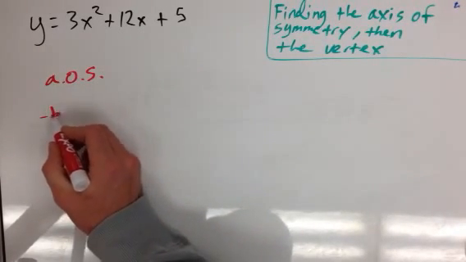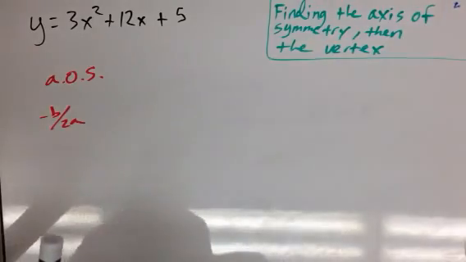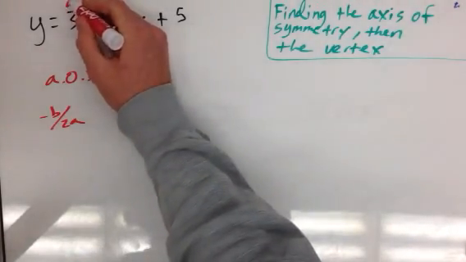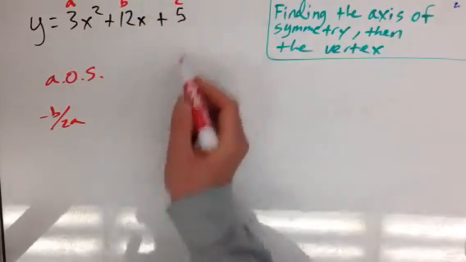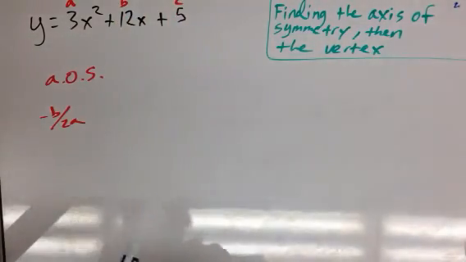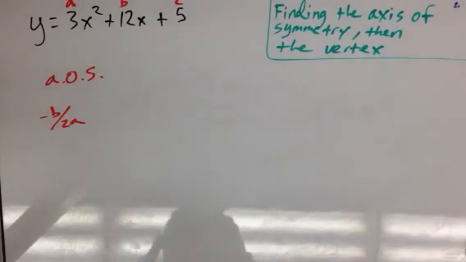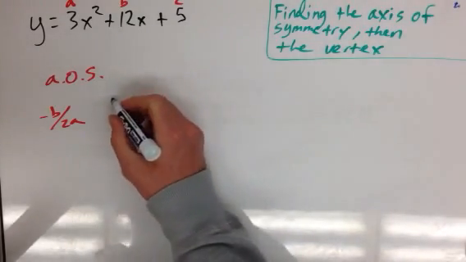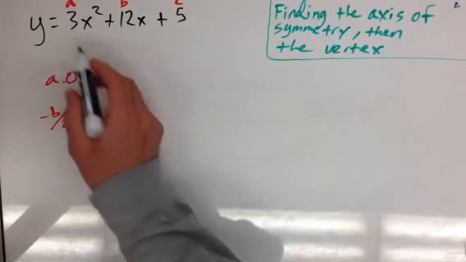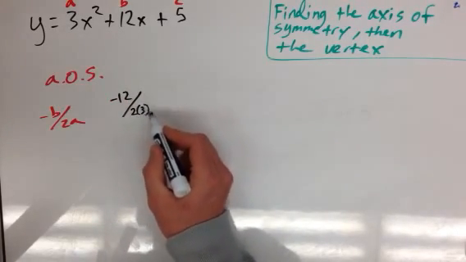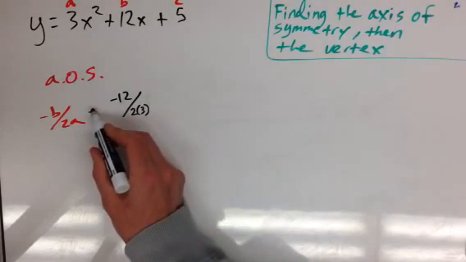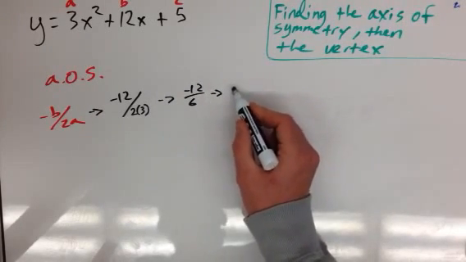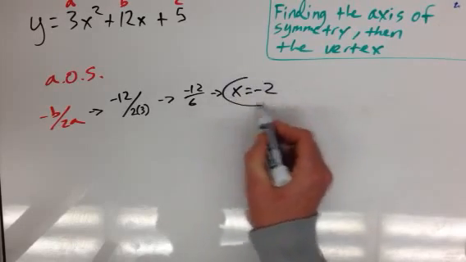The formula for this is negative b over 2a. Basically what it means is, and we're using those same nicknames, a, b, and c: a is the value in front of the x squared, b is the value in front of the x, and c is the one that doesn't have an x. If I take the opposite of b, which is 12, so that'll be negative 12, and I divide it by whatever 2 times a is, that will tell me where my axis of symmetry is. So that's negative 12 over 6, which is x equals negative 2.